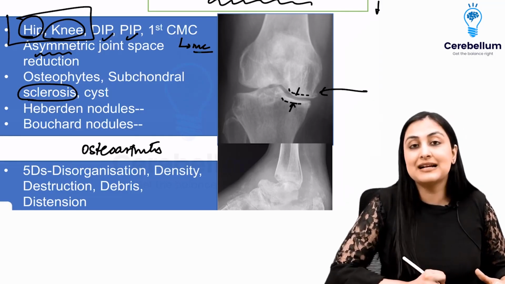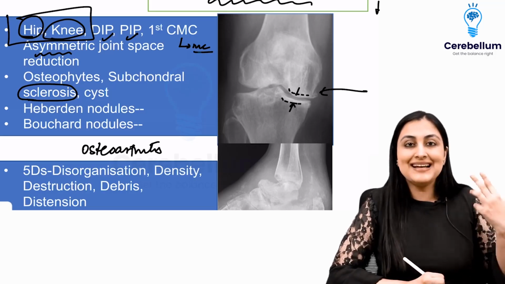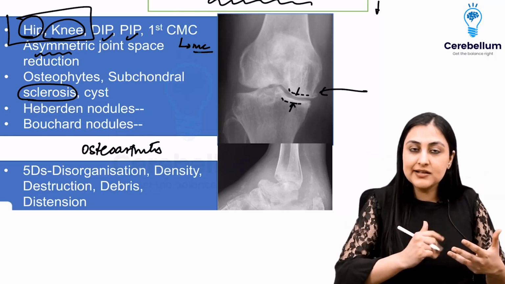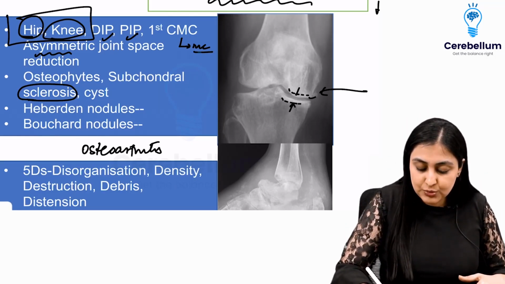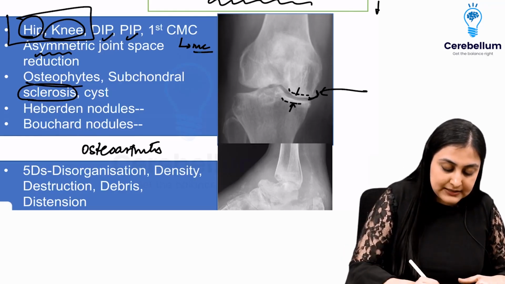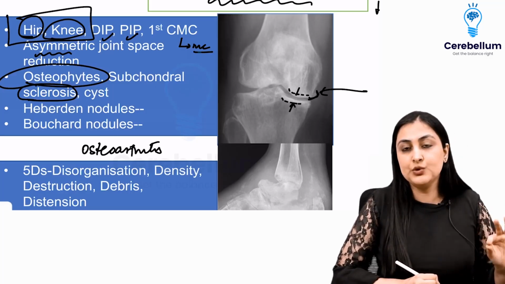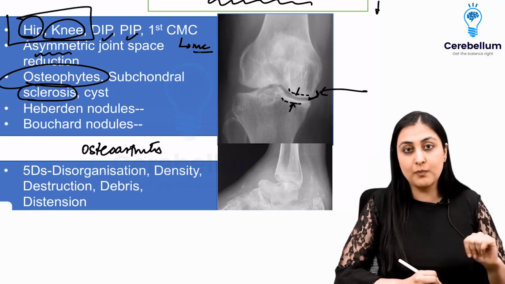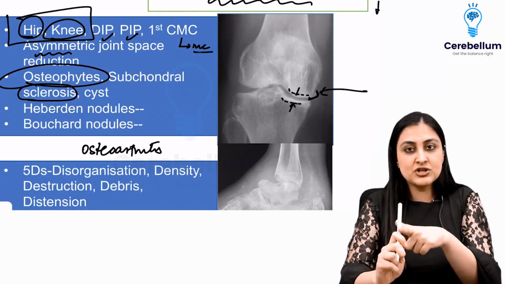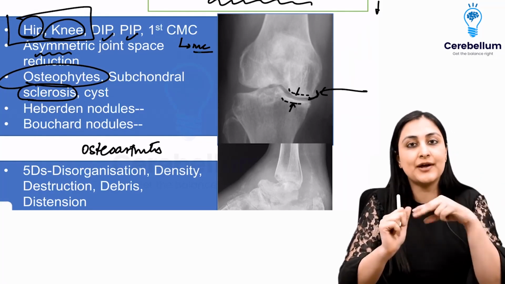So you're going to have sclerosis here. There you had erosions, bone getting eaten up. Here I'm going to have new bone formation. Can you see this? These are osteophytes, new bone formation. So three opposite things. This is asymmetrical, that was symmetrical joint space narrowing.